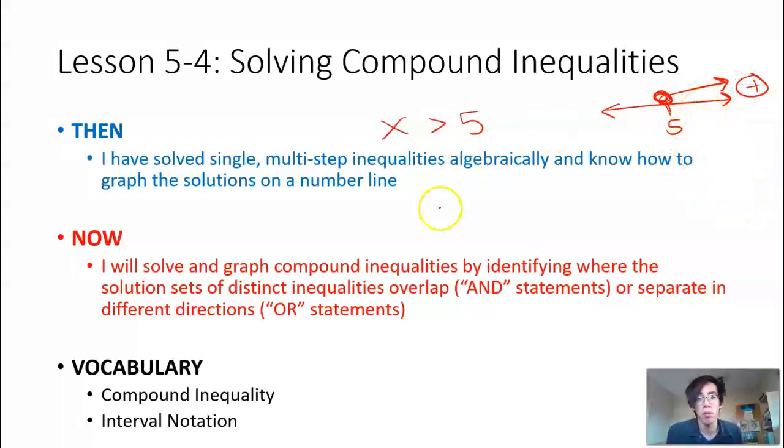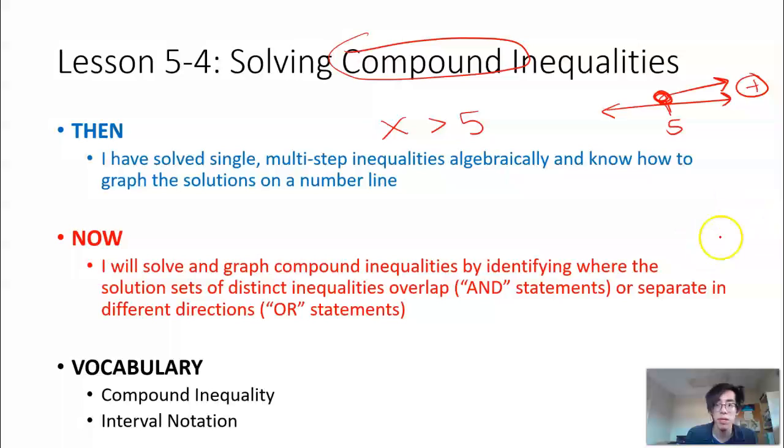Okay, so now we're going to be doing compound inequalities. Compound means two, or things that are combined. We will solve and graph compound inequalities by identifying where the solution sets of distinct inequalities overlap. Those are and statements, or they separate in different directions, also called or statements.